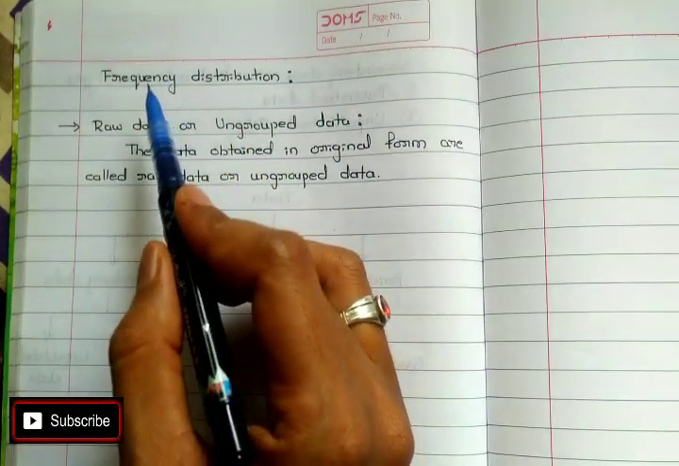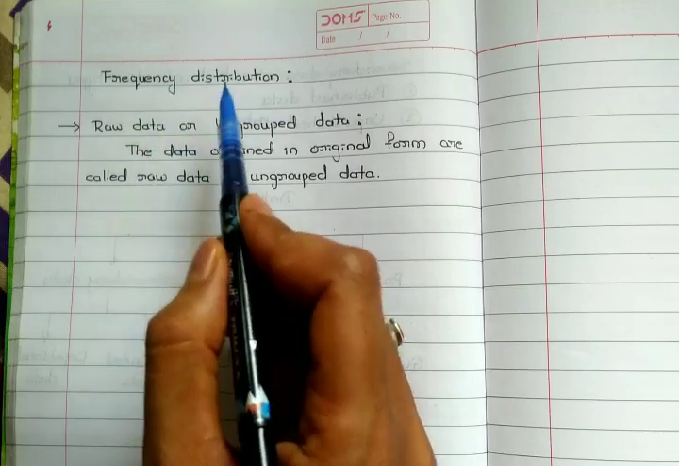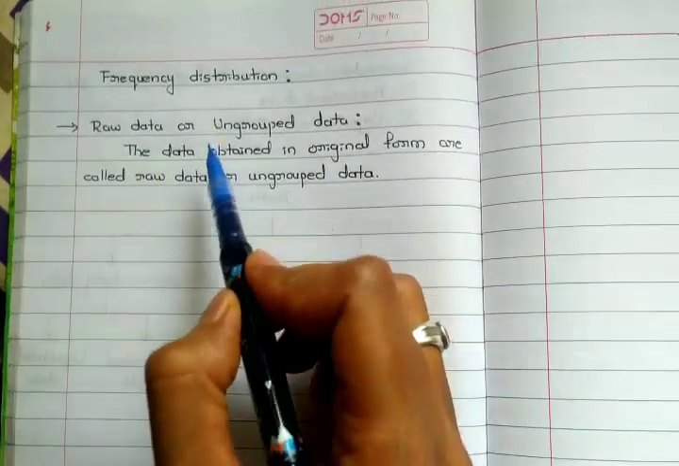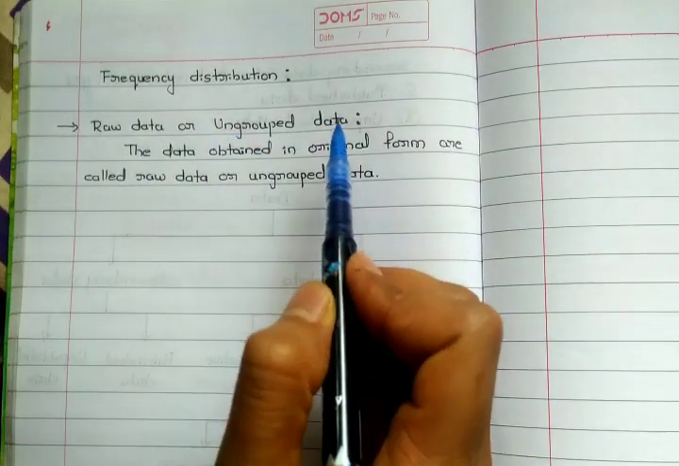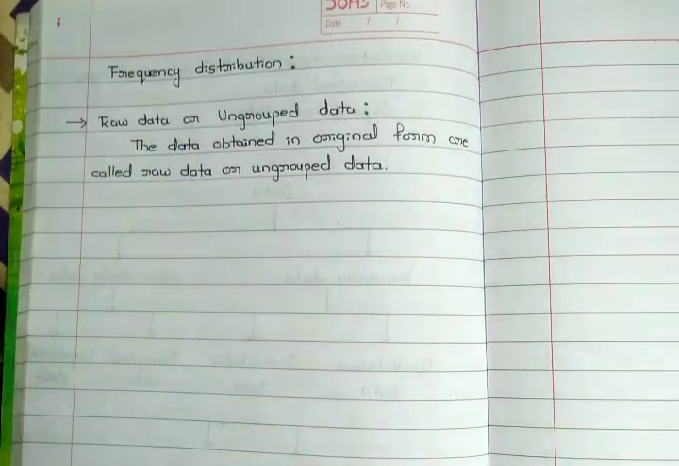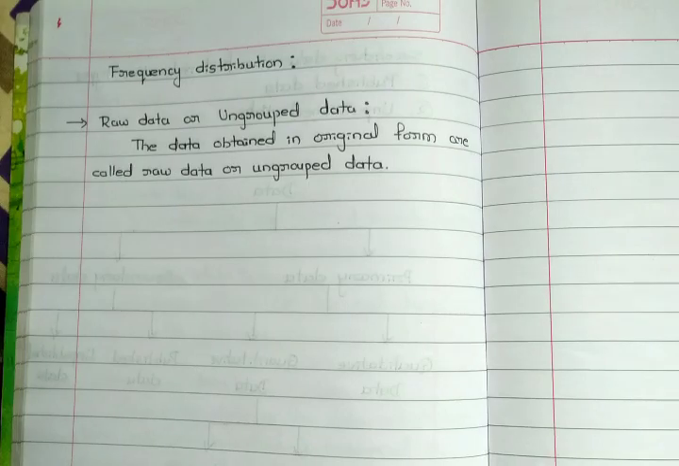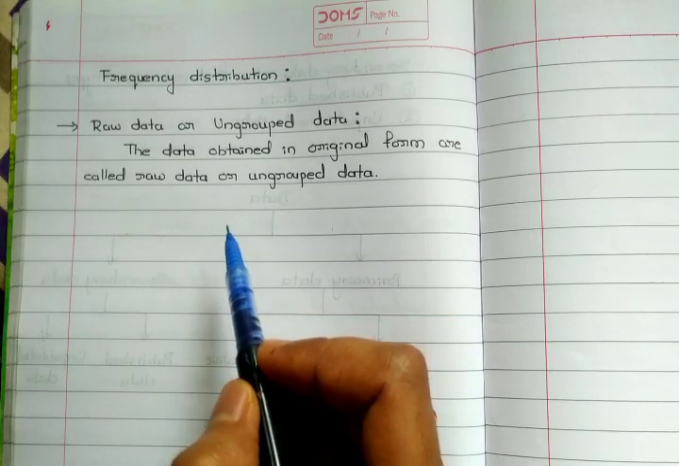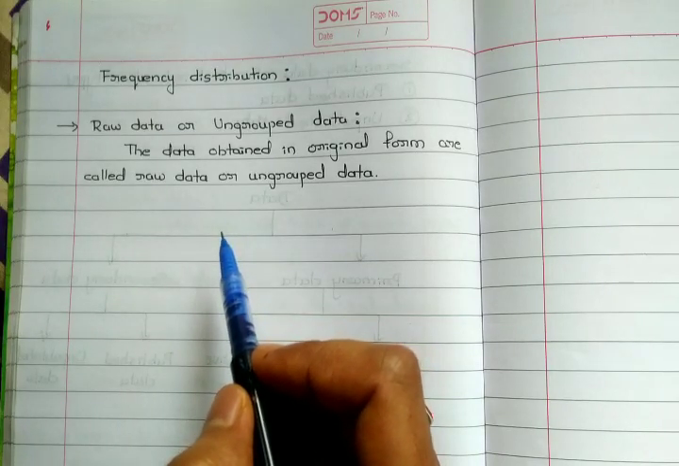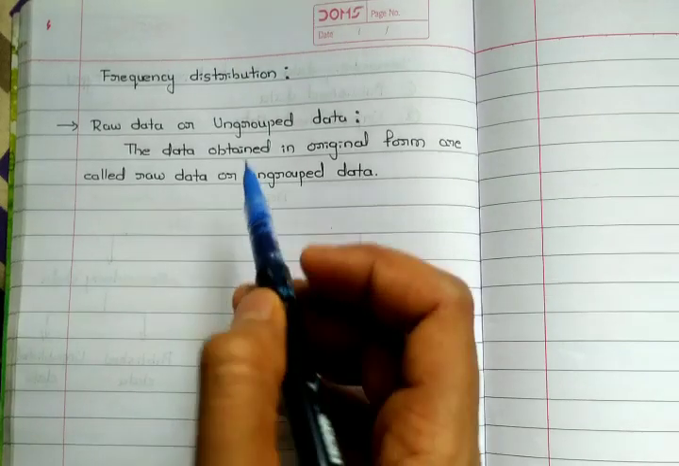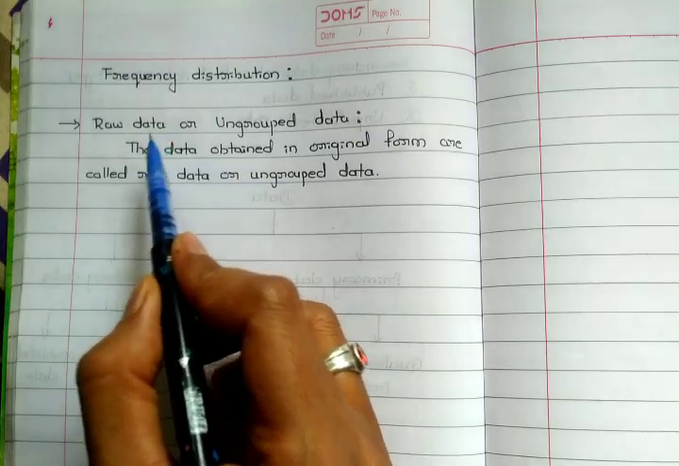So first, before knowing the definition of frequency distribution, we will know what is meant by raw data, also called ungrouped data. Before that, you should know what data is. Data is a collection of information gathered by doing observation, measurements, or analysis. Whatever information we collect by doing the analysis, measurements, or observation, that is what we call data.